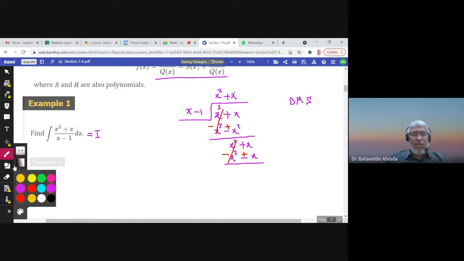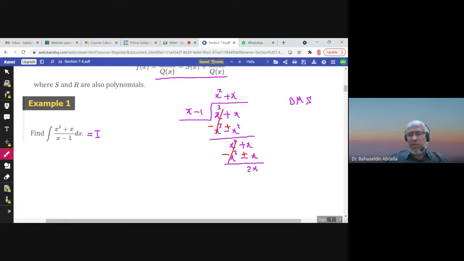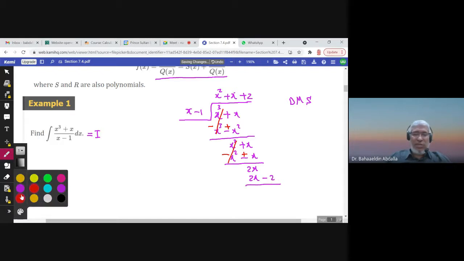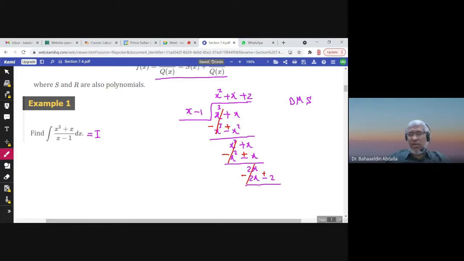When we add, we get x plus x, that's 2x. Well, not finished, because I can divide 2x by x and get 2. Multiply 2x minus 1 times 2, minus 2. Change the signs and add. So when I add, I have 2. So now that's the remainder.